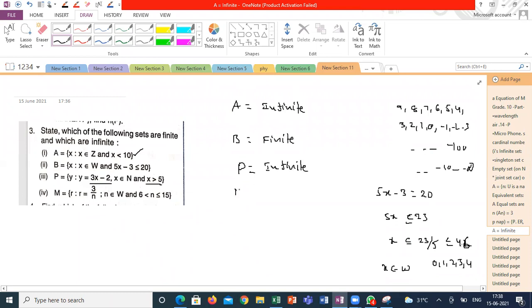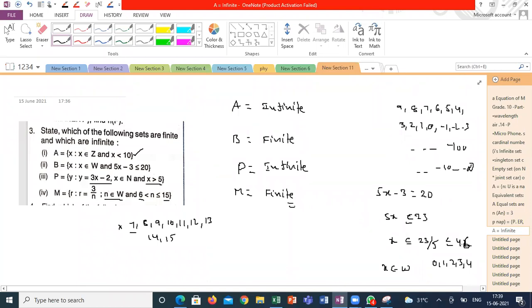What about m? Infinite or finite? Finite, sir. n belongs to whole numbers and n is between 6 and 15. So n is starting from 7, 8, 9, 10, 11, 12, 13, 14 and 15. So it is limited. For each value you will get 1 value. When it is 7, 3 by 7. When it is 8, 3 by 8. When it is 9, 3 by 9. When it is 10, 3 by 10. So it is finite.